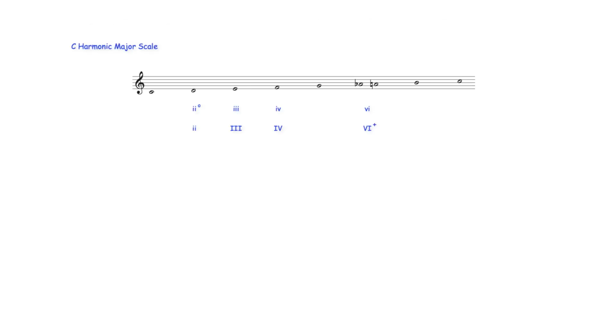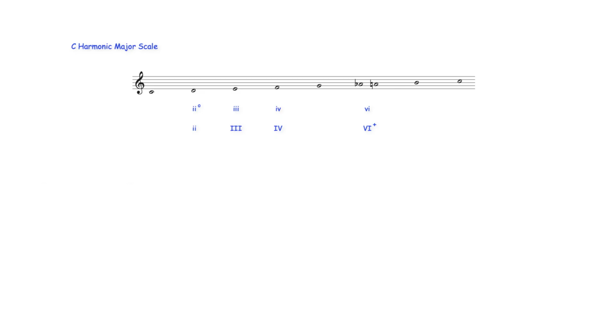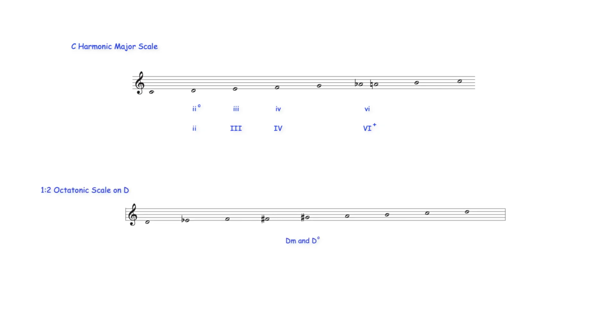In the C harmonic major scale, for example, the major and minor mediant and subdominant chords can be used for pivot chord modulations into several keys, such as F major and F minor, E major and E minor, A minor, C minor, and A flat major, as well as into the 3-1 hexatonic scale beginning on C sharp. The minor supertonic and its diminished form can be used to modulate into various keys, and both are also found in the 1-2 octatonic scale beginning on D.